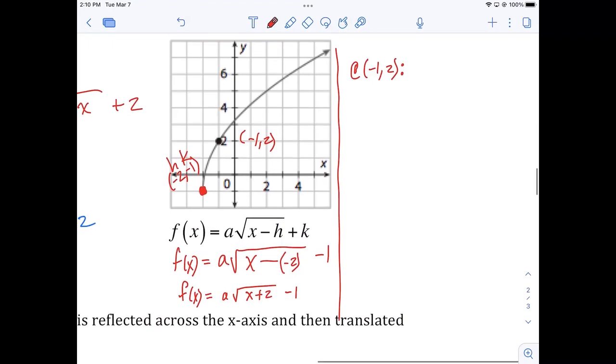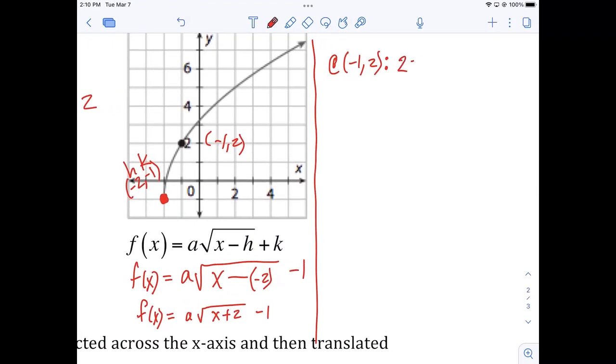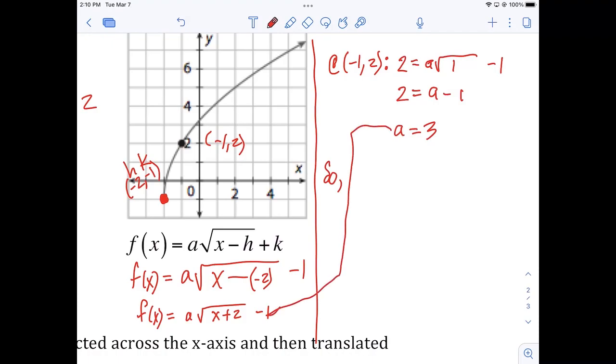Now you just carefully plug in a 2 for f of x, and a negative 1 for x. So you get a times the square root of negative 1 plus 2, which gives you positive 1, minus 1. This time we don't need to bring the negative 1 across first because I see that the square root of 1 is a perfect square. It's 1, so that just is a minus 1. And if I add 1 to both sides, I get 3. So what do we do with that? Now we plug that back into here. So f of x is 3 times the square root of x plus 2, minus 1.